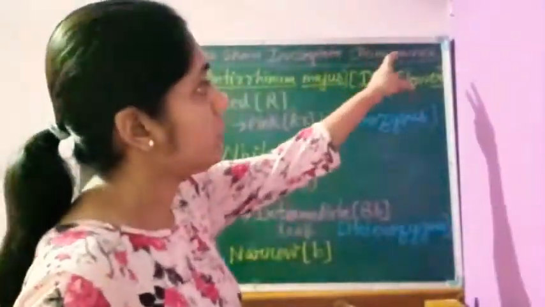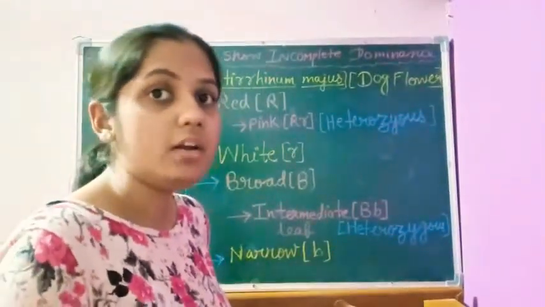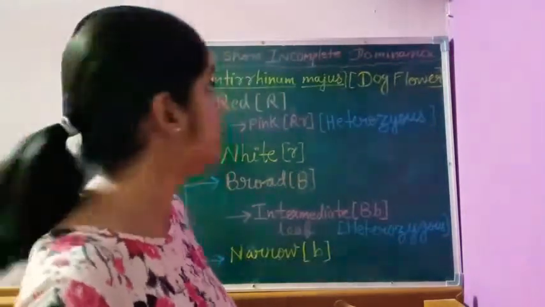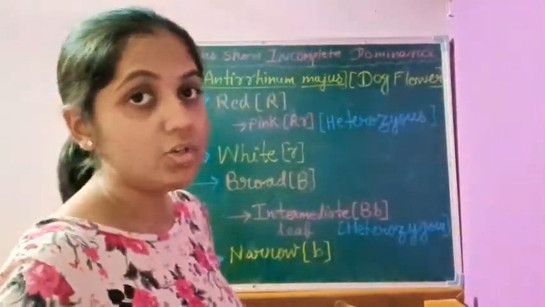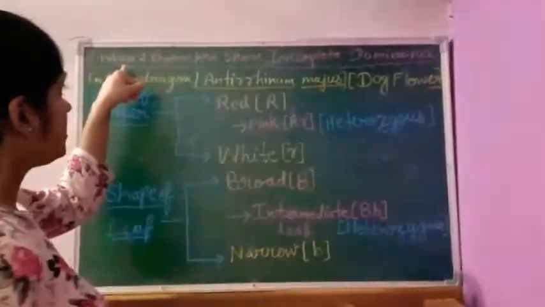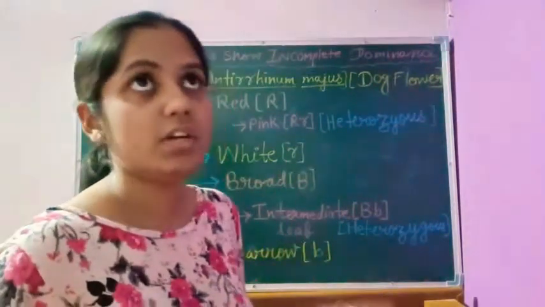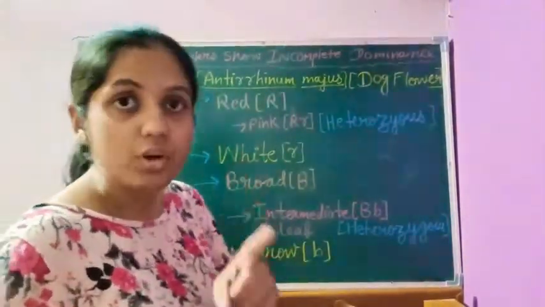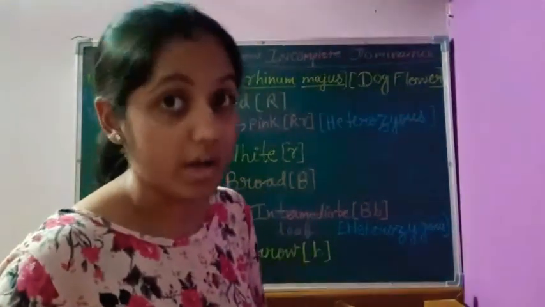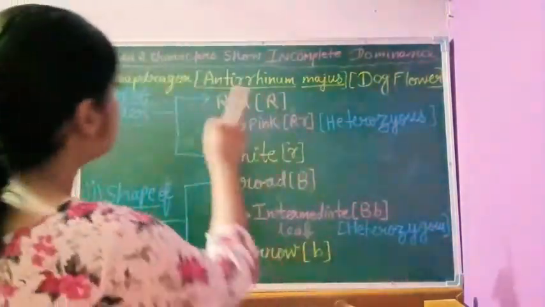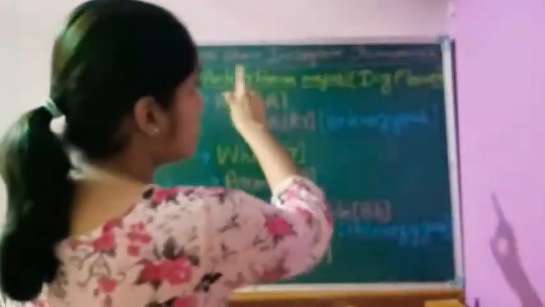The term incomplete dominance means the dominant allele cannot completely mask the expression of the recessive allele, so a new phenotype develops. This is the example when two characters show incomplete dominance. In the first example we saw only one character, the color of flower in Mirabilis jalapa, but here we take two characters that both show incomplete dominance.